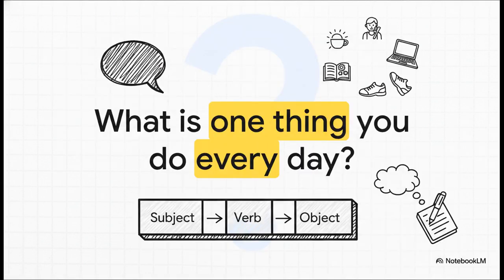So, to wrap everything up, I've got a little challenge for you. What is one thing that you do every single day? Using that simple subject verb object formula we talked about, try to say it out loud right now. Go on.